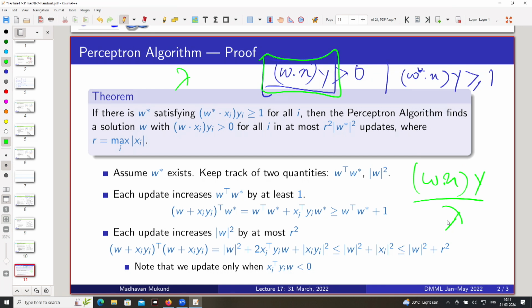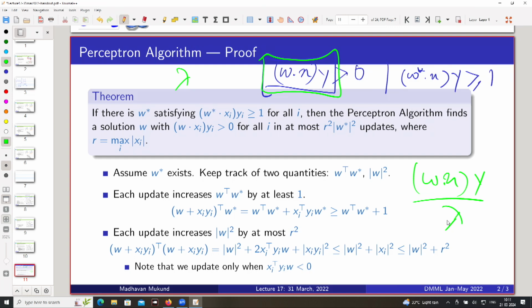Okay, each time I update my vector W, this quantity, W dot W star, will increase by at least 1. What is the reason for this? Because I have updated W, W has now become W plus XY.